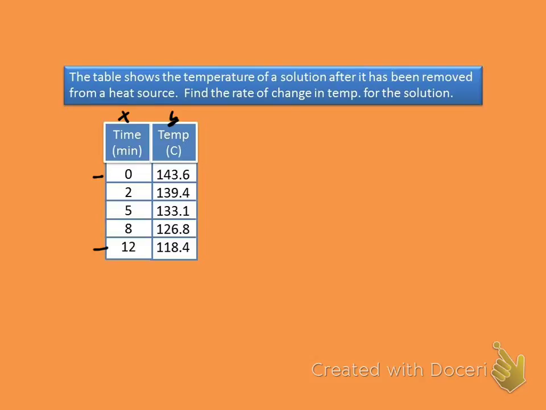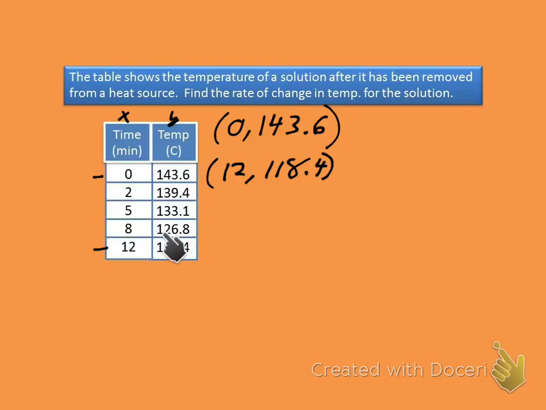Now, you can use those two data points and set up two ordered pairs. So 0 as your x, 143.6 for your y, and then 12 for your x, and 118.4 for your y. Why 12? Because it's the x that goes with the 118.4. You went from end to end.